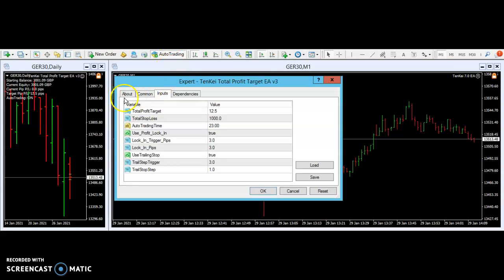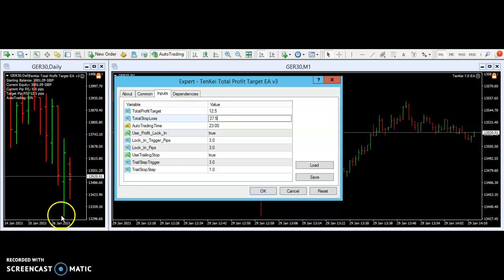So you can't overtrade. If the trade goes against you, let's put a figure in, let's see, what figure did I want before? I wanted, let me think, 12.5 times 3, don't I? All right, that's 37.5.